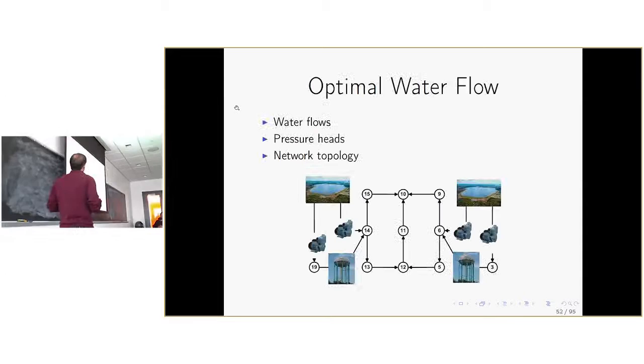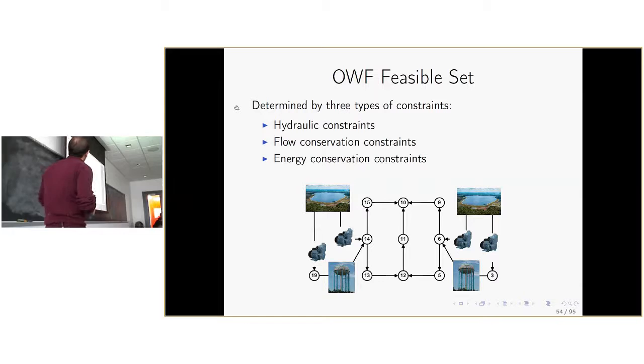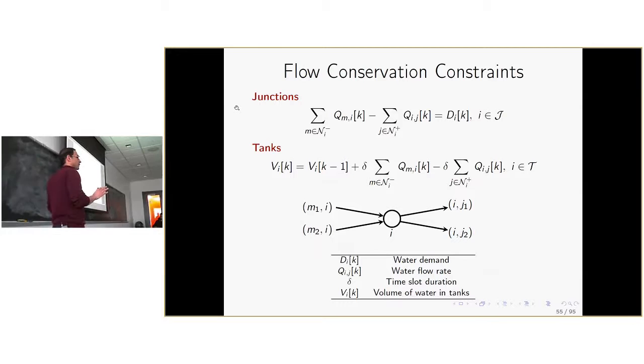So, convex relaxation results. We want to compute the water flow, pressure heads, and the network topology, the binary variables. On this slide, the feasible set is given by hydraulic constraints, flow conservation constraints, and energy conservation constraints. Any questions? Are you following me? Good.